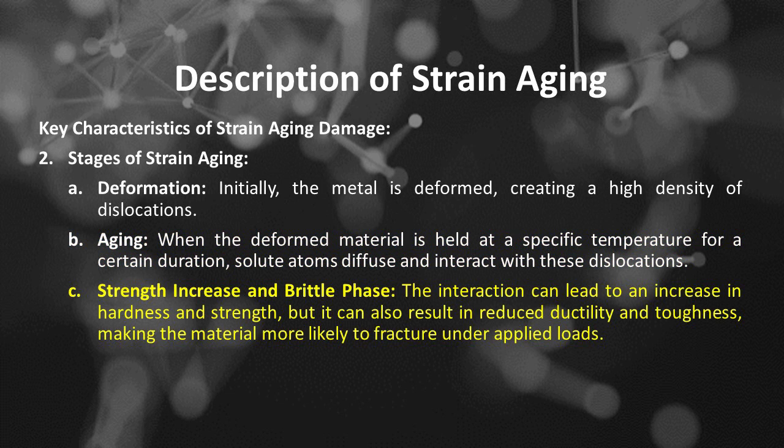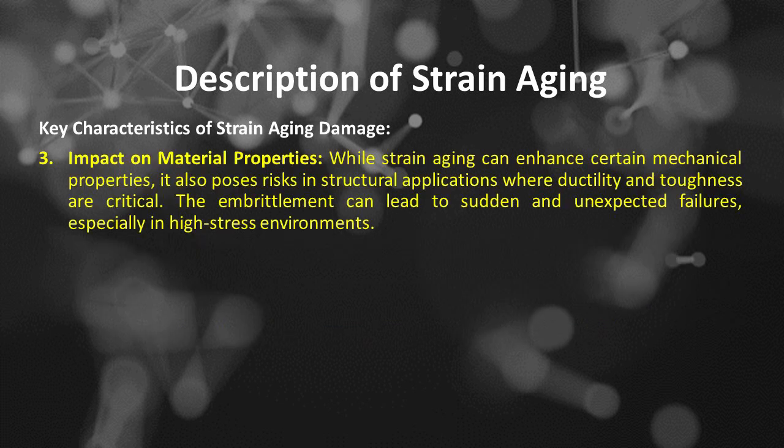The interaction can lead to an increase in hardness and strength, but it can also result in reduced ductility and toughness, making the material more likely to fracture under applied loads. Number 3 of the key characteristics of strain aging damage is impact on material properties. While strain aging can enhance certain mechanical properties, it also poses risks in structural applications where ductility and toughness are critical. The embrittlement can lead to sudden and unexpected failures, especially in high-stress environments.